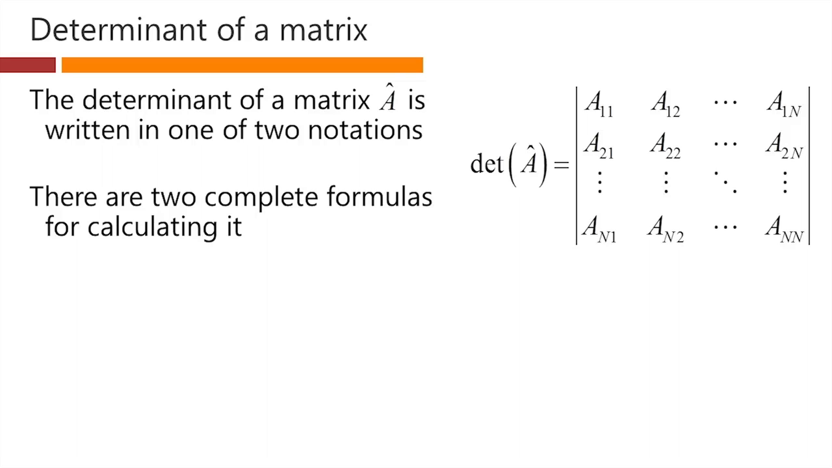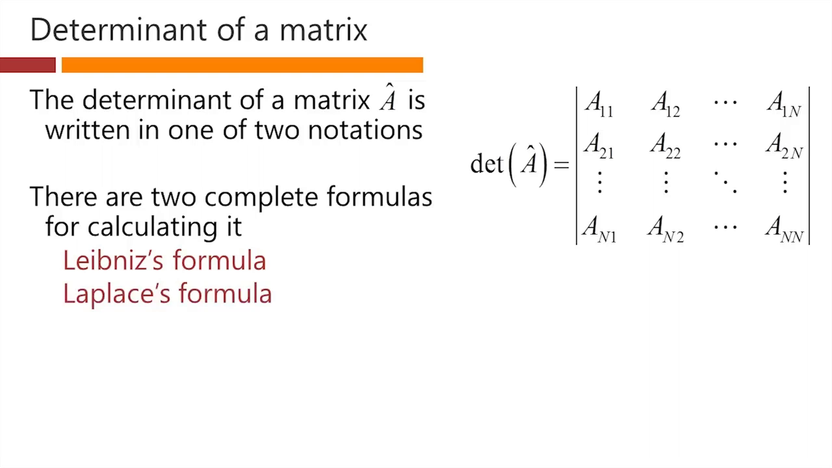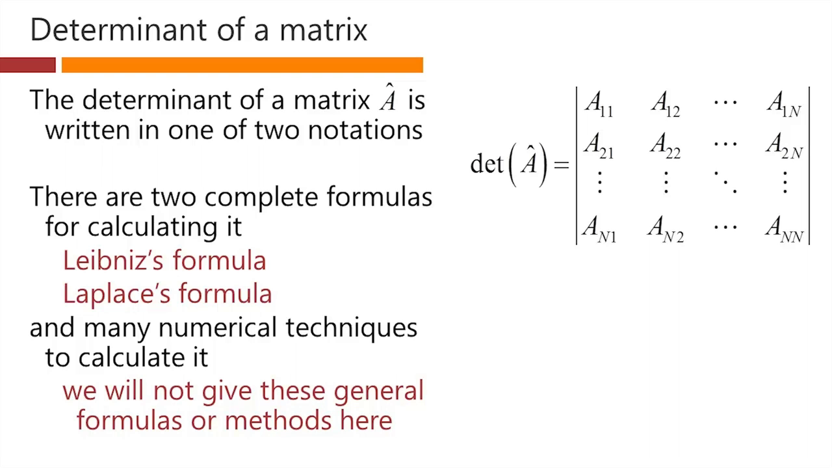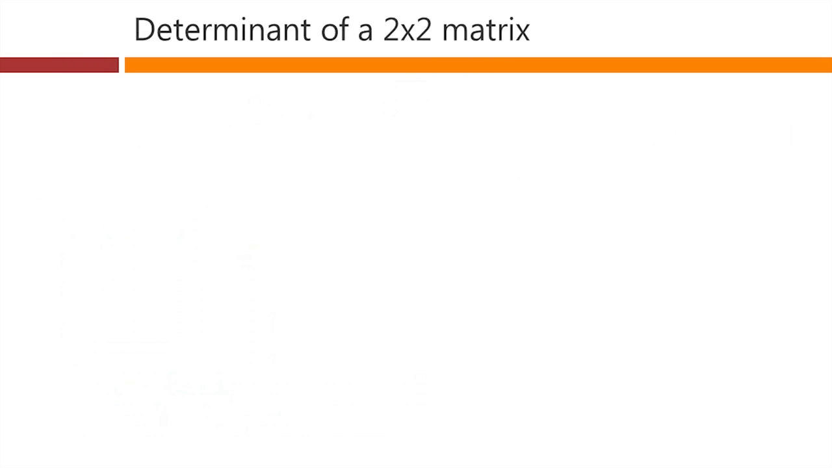There are two complete formulas we could write down for calculating the determinant. Those two formulas are equivalent to one another. One of them is Leibniz's formula, and the other is Laplace's formula. There are also many numerical techniques for calculating determinants, and we're not going to give any of these general methods here, although we will give an informal version of Leibniz's formula as we go forward. So let's look at the determinant of a 2 by 2 matrix.